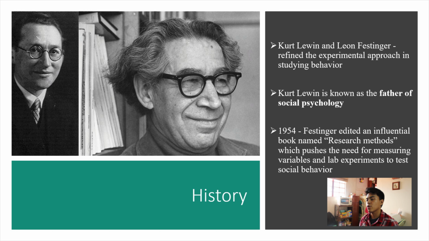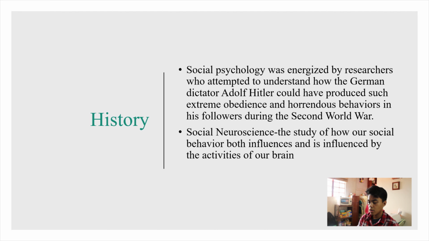So here's a background of how social psychology was developed. First, Kurt Lewin and Leon Festinger refined the experimental approach in studying behavior. Kurt Lewin is known as the father of social psychology. In 1954, Festinger edited an influential book named Research Methods, which pushes that there is a need for laboratory equipment in measuring variables and lab experiments to test social behavior.